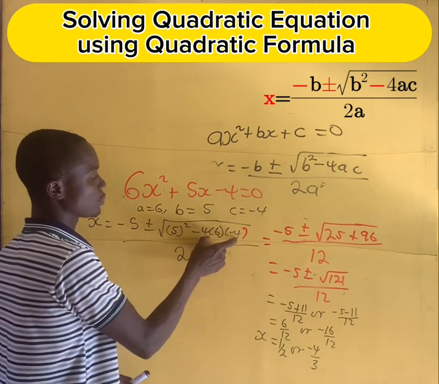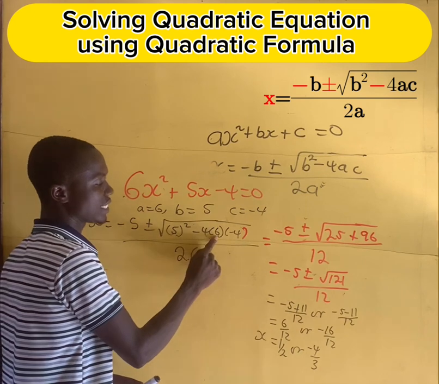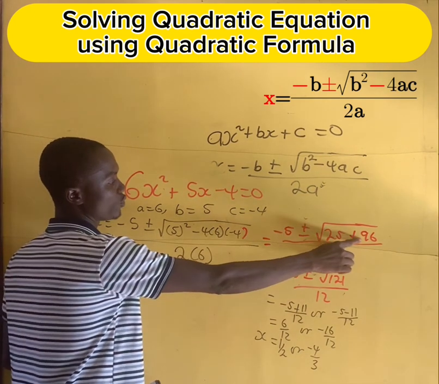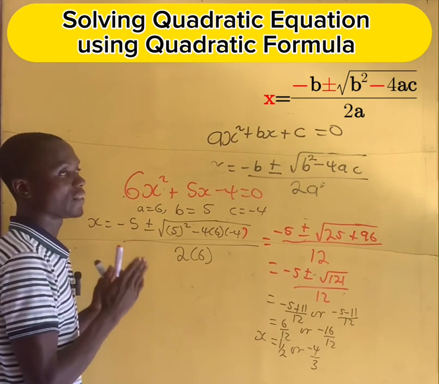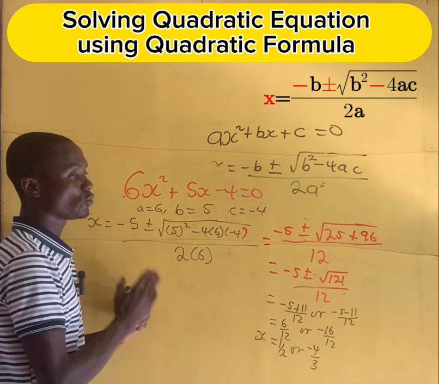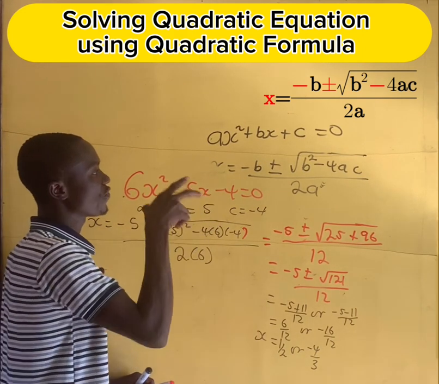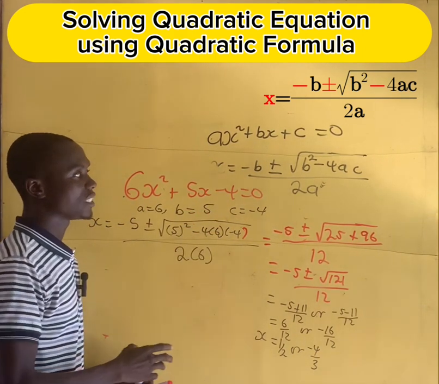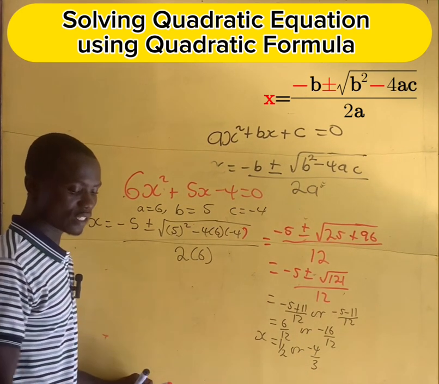So if you cannot do this part, just use the calculator. 5 squared, minus 4 times 6 times minus 4. That will give you this. Then you use the calculator to add. It is a very simple one. This one is computational. You just compute with the calculator. Just identify the a, b, c, fix them into the equation, and just use your calculator to move with it in a very simple way.